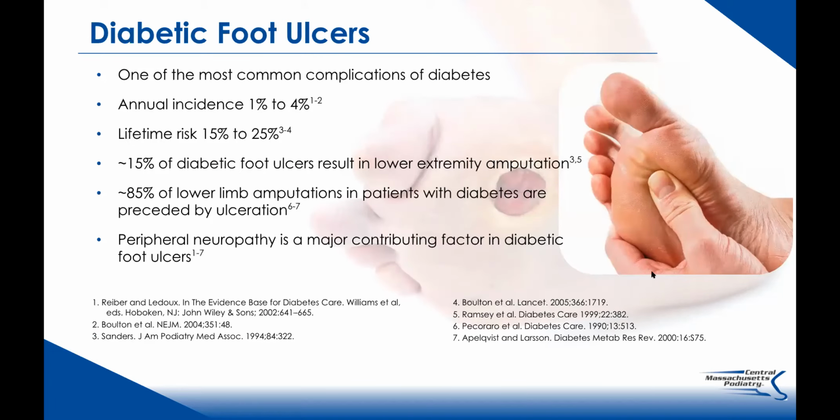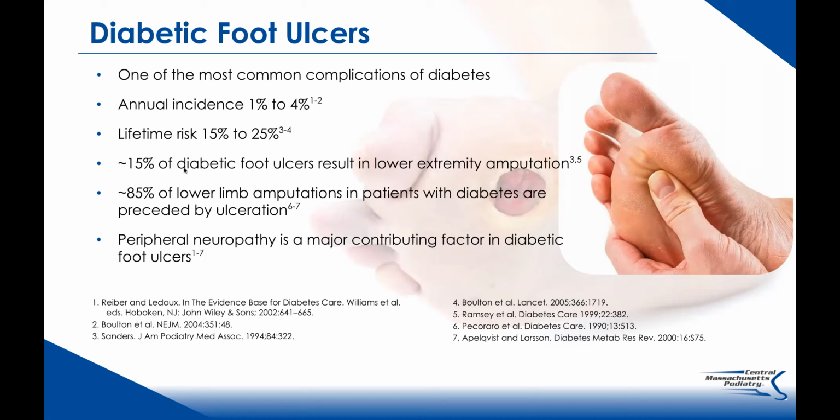I don't want to go into the details too much about diabetic foot ulcers, but I just want to say that it is one of the most common complications of diabetes. The annual incidence for diabetics is 1 to 4%. So out of every 100 people, one's going to get an ulcer every year. The lifetime risk is 15 to 25%, so 1 in 4 is going to get an ulcer. The annual incidence is more because a lot of times they come back multiple times.